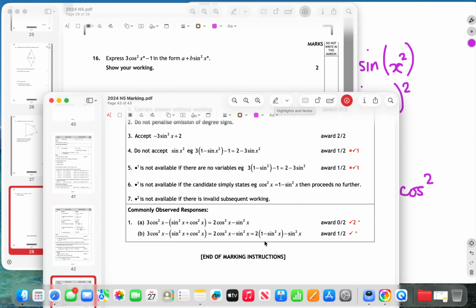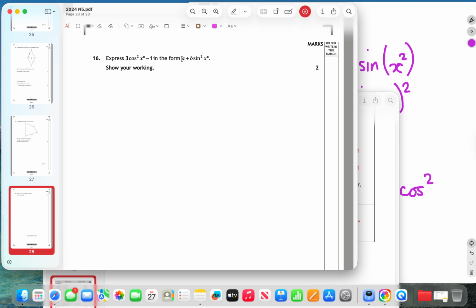You would also lose a mark if you got this. It's correct. If you have a look at 1b in the commonly observed responses, you would get 1 mark, but it's unsimplified. You've left it inside the brackets, but you're told that you had to write it in this form. So that means you have to expand the brackets.